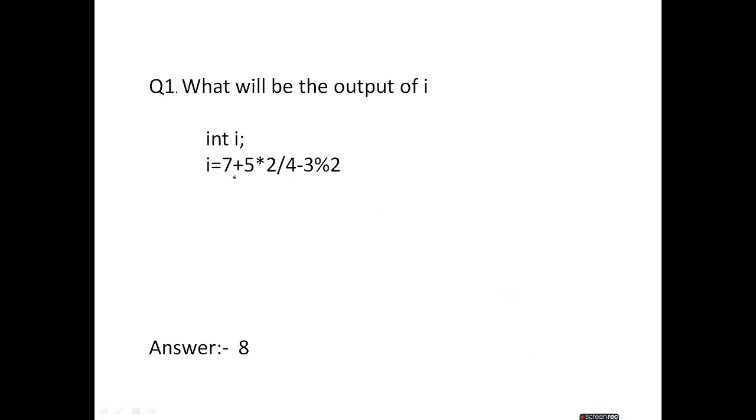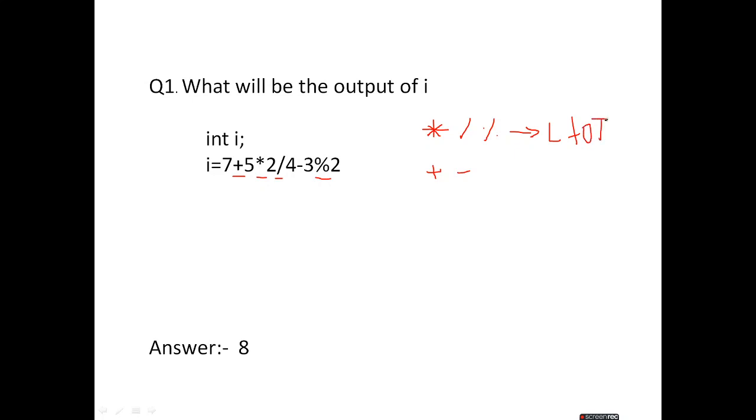As we can see, here we have arithmetic operators, all arithmetic operators. In arithmetic operators, multiplication, division and modulus have higher priority than plus and minus, that is addition and subtraction. Multiplication, division and modulus have the same priority, so we go with the associativity, that is from left to right.